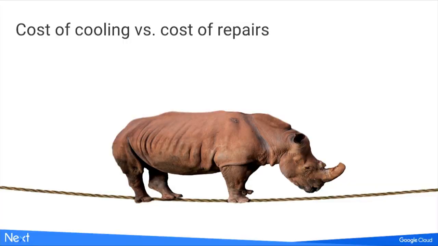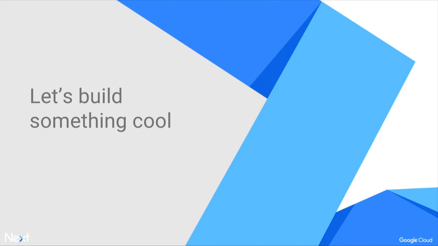We have that data, and so we will show you that journey. But first, let's start where we are, and let's say that we know things about our factory floor. We know the inside temperature, we know the outside temperature. Let's figure out how to balance the cost of cooling versus the cost of the repairs that are going to result if we let the temperature get too high. That's the balance that we have to strike. So Reza, let's build something cool.